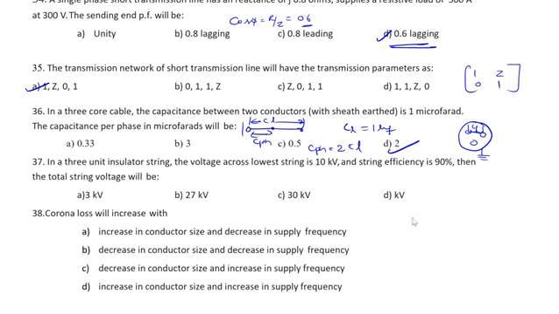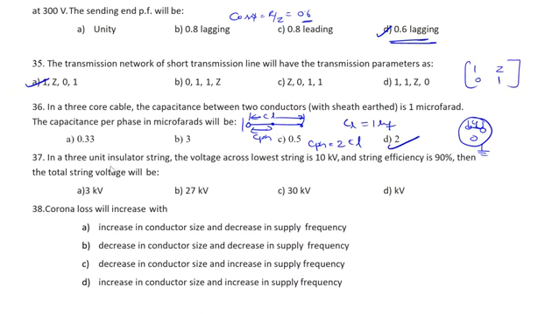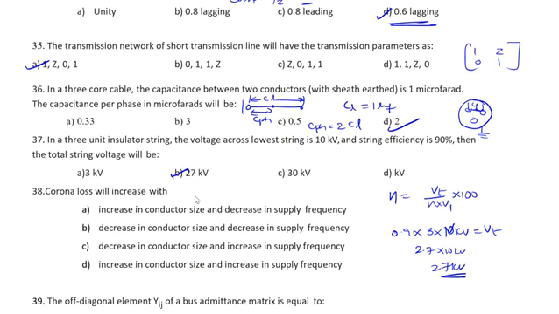Next one. In a 3-unit insulator string, the voltage across the lowest unit is 10 kV and the string efficiency is 90%. Then the total voltage across the string will be. Try to guess the answer. String efficiency, we'll take it in terms of percentage, is 100. Now 0.9 into the number of disks, which is 3, into the voltage across the lowest disk, 10 kV, which is VT. Now 0.9 into 3 means 2.7, into 10 kV means 27 kV is the answer. So 27 kV is the right answer.